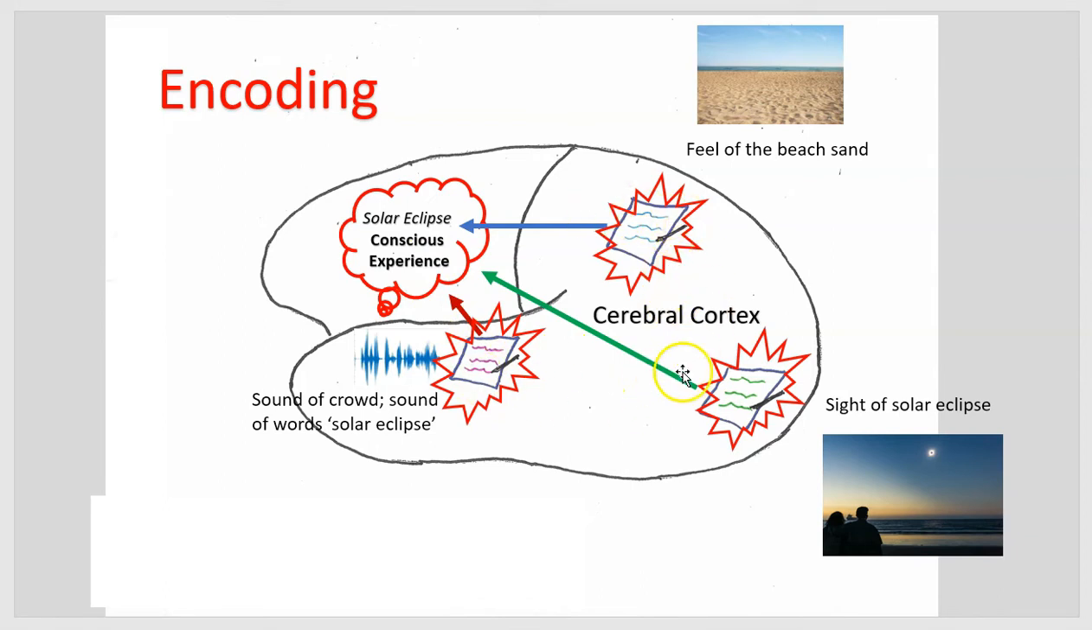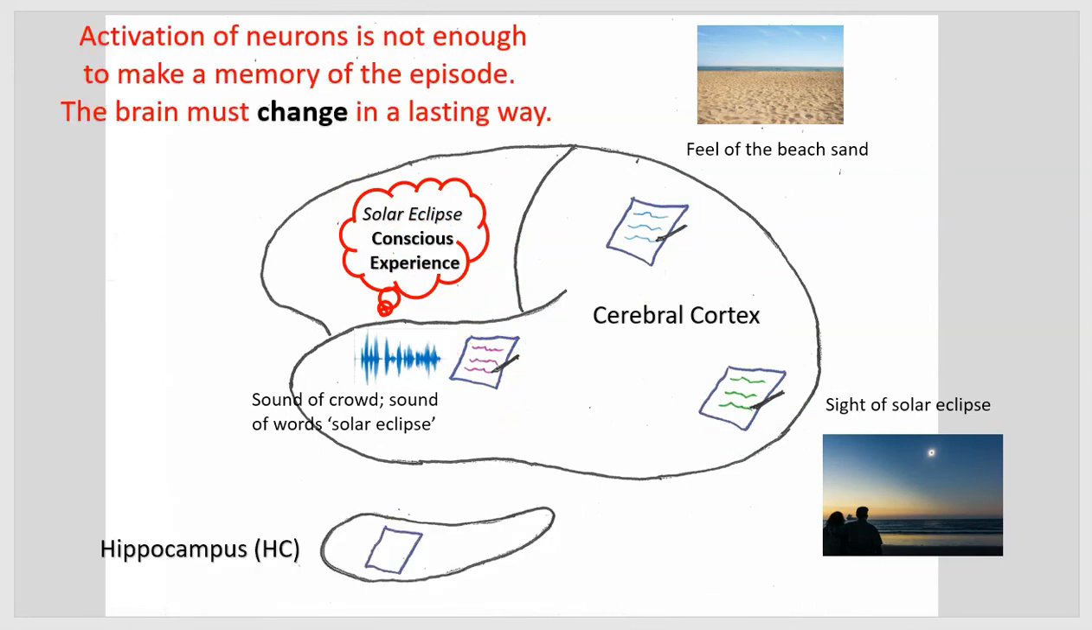So the back of the brain has extensive connections with the front of the brain, and one of those important kinds of connections is the ability for whatever it is that we're feeling, seeing, and hearing to be loaded up into the working memory system, and we will enjoy a conscious experience of the entire solar eclipse scene. But activation of neurons is not enough to make a memory of the episode. The brain must change in a lasting way. And that's where the hippocampus will come in, a critical structure in the formation of a long-lasting memory for this event.